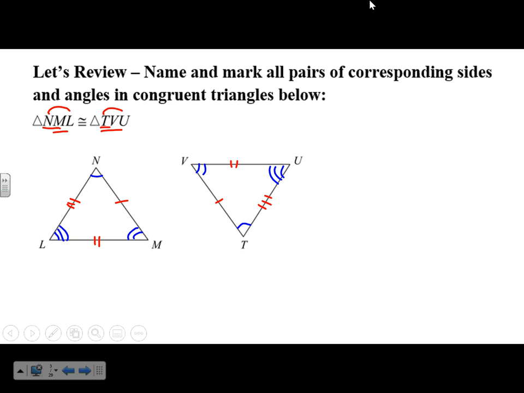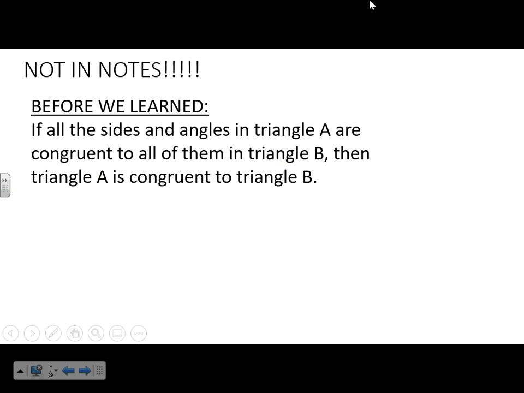So since the triangles are congruent, that means their corresponding parts are congruent, angles and sides. Say that one more time. Since the triangles are congruent, that means all the corresponding parts are congruent, all three angles and all three sides. Just to get into that, that's what we learned already. If the sides and the angles of triangle A are congruent to all of them in triangle B, then triangle A is congruent to triangle B. So that's what we talked about at the very beginning of this chapter. If all the angles and sides in triangle A are congruent to all the angles and sides in triangle B, that means those two triangles are congruent.